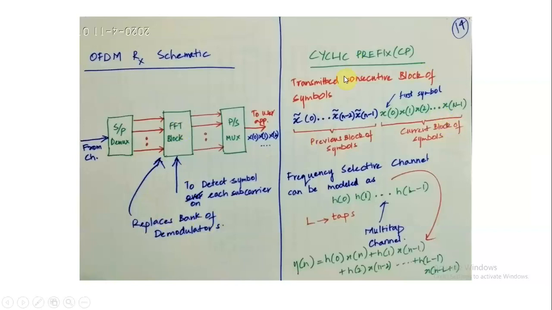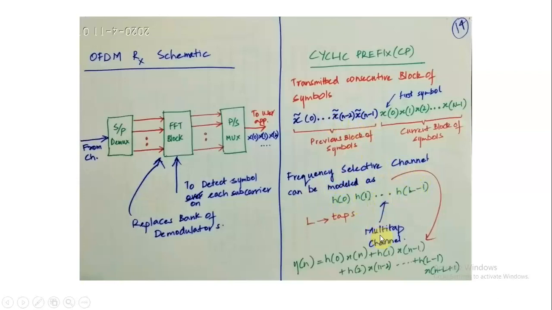Now we'll talk about cyclic prefix. We know that the transmitted consecutive block of symbols is given by this. This is the current block of symbols ranging from x0, x1, x2 to xn minus 1, and this is the previous block of symbols, x tilde 0, x tilde n minus 2 to x tilde n minus 1. If we have a frequency selective channel, it can be modeled as a multiple tap channel in which we have h0, h1 to hl minus 1. L represents the total number of taps. So this is a multiple tap channel.